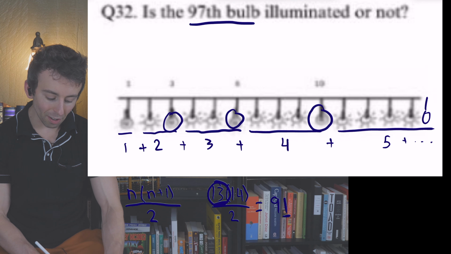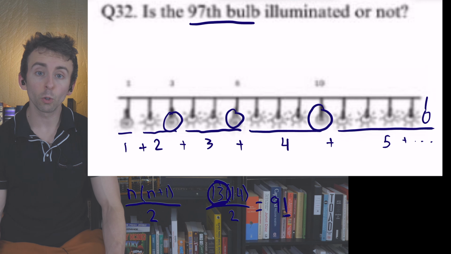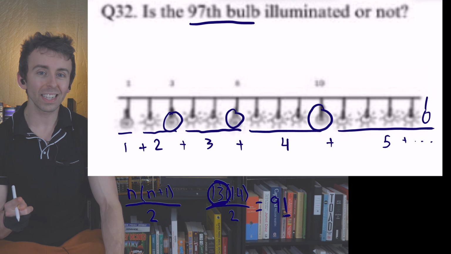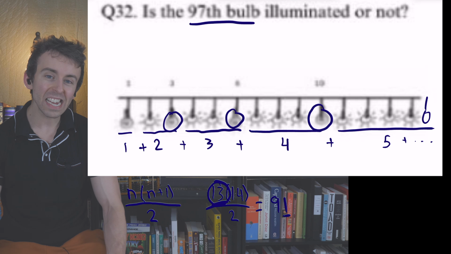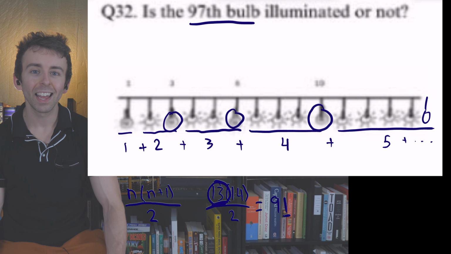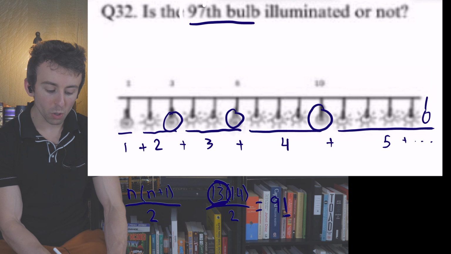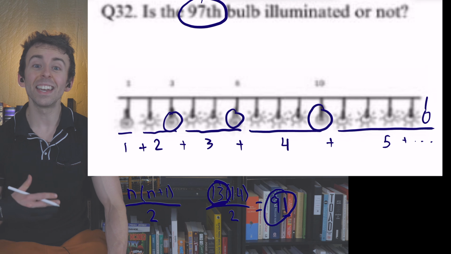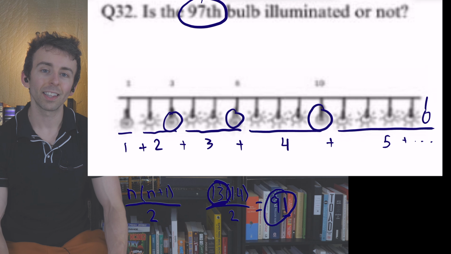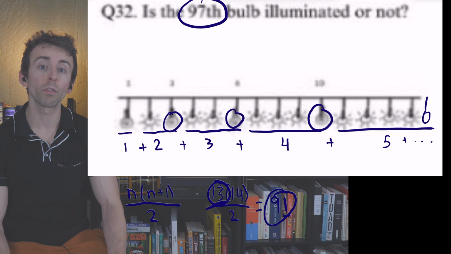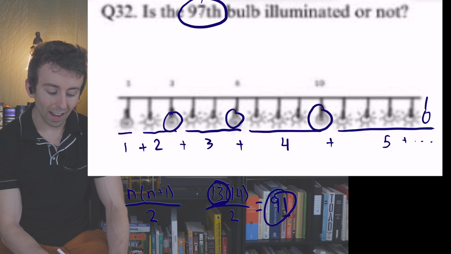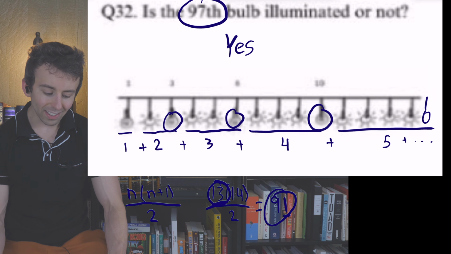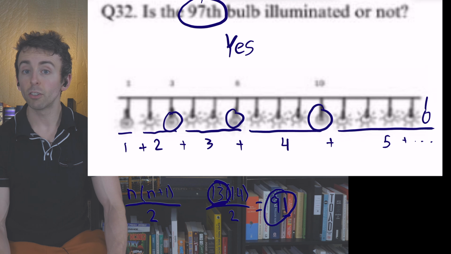And because this is the 13th triangular number, that final group in the count has 13 bulbs, which means the next group has 14 bulbs, the first 13 of which are going to be illuminated. That, of course, is going to get us through to the 97th bulb. So from the 91st bulb, the next 13 are going to be illuminated. That would take us to the 104th bulb, which of course means that the 97th bulb, yes, absolutely is illuminated. So you can do all the math you need to do here pretty quickly, just with triangular numbers.